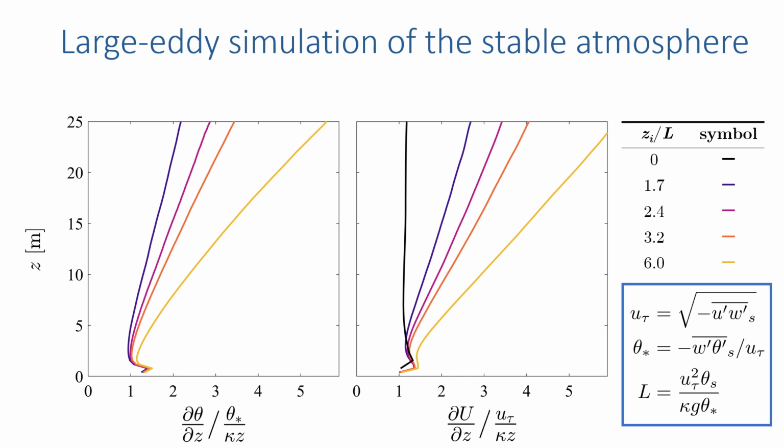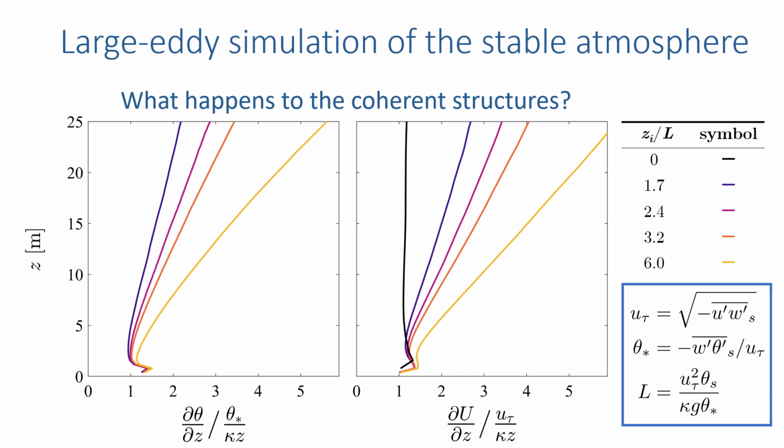You can see that only the neutral case, this black line, is close to 1 throughout the surface layer, indicating that it has an adherence to the log law velocity profile. However, as you increase the stratification and increase your distance away from the surface, you increase your departure away from the log law. So our question moving forward is what's happening to the coherent features in the flow that correspond to this increasing departure from the log law in the velocity gradient and the temperature gradient.